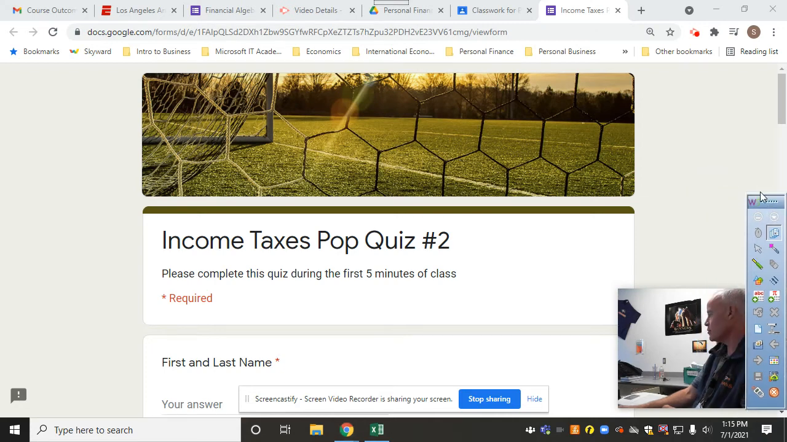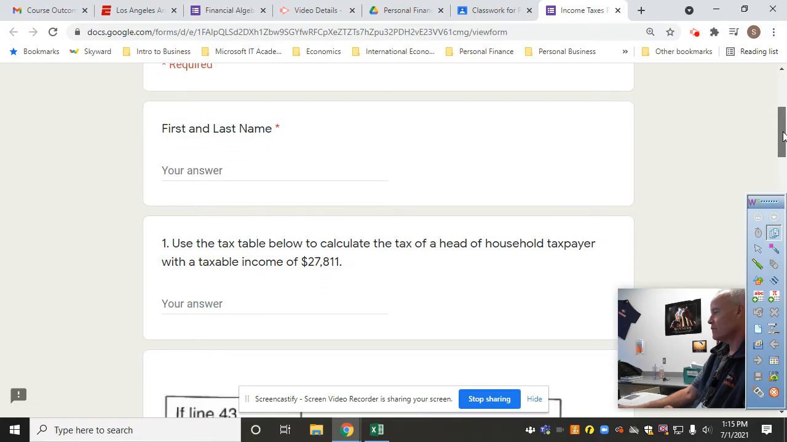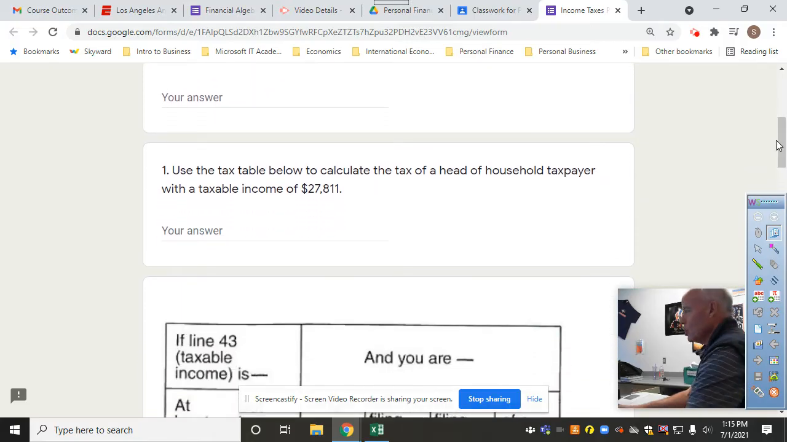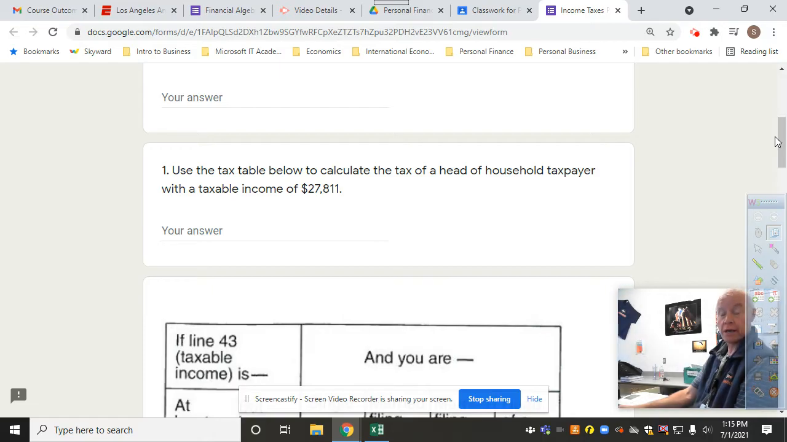Okay, here we go with pop quiz number 2 for income taxes. First of all, use the tax table below to calculate the tax of a head of household. Again, that would be a single person with some sort of dependent in their house. They get like one and a half. They're kind of between a single person and married filing jointly as far as tax benefit goes.